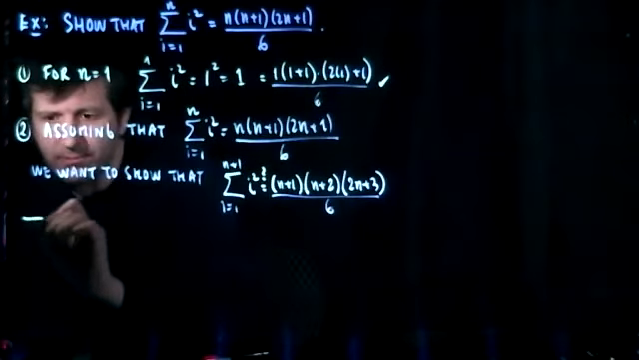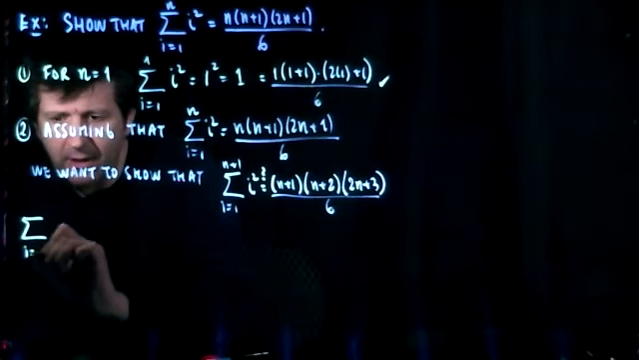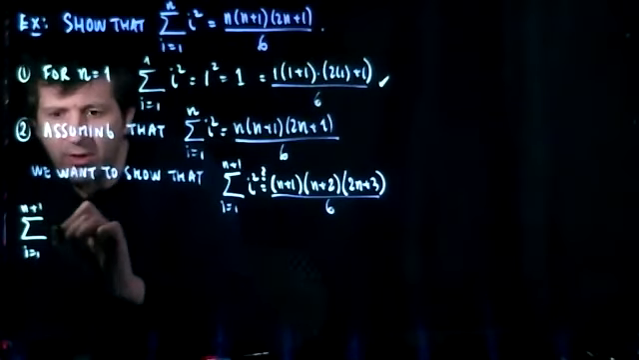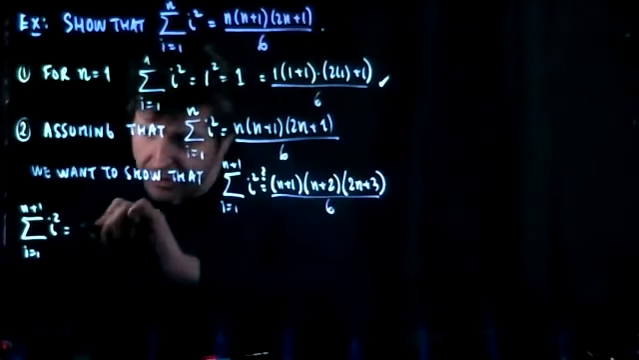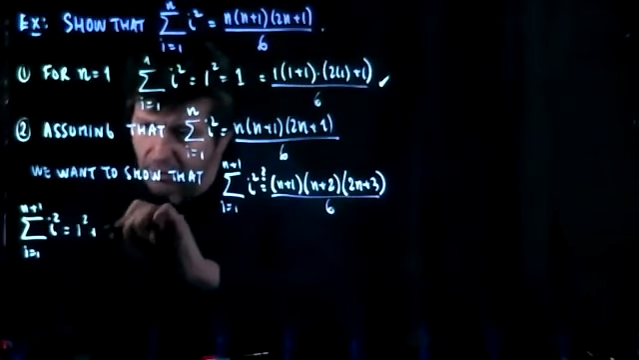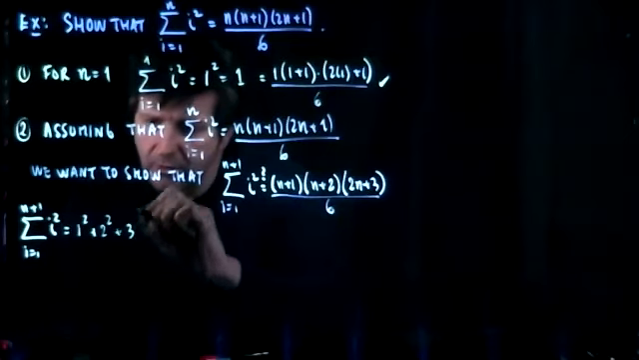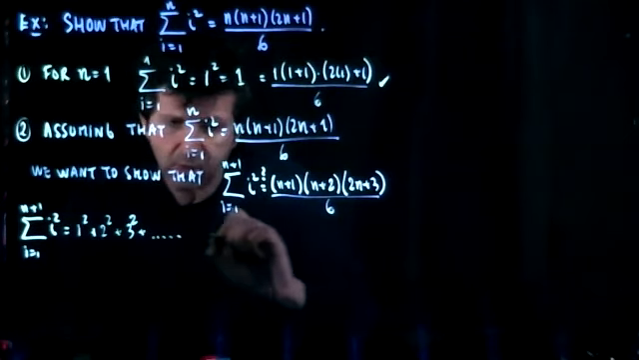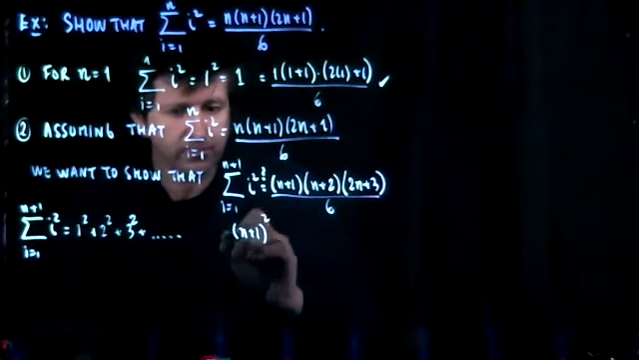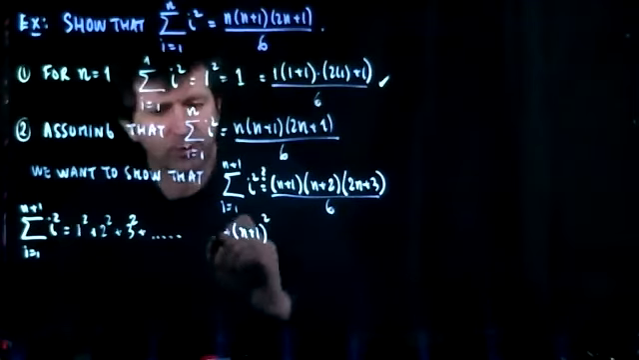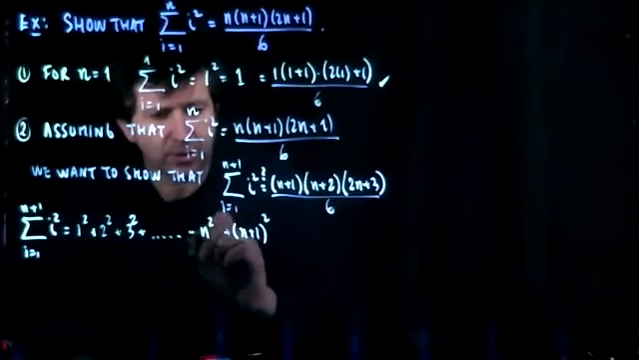Okay, so now let's start with the left side. The sum i equals 1 until n plus 1 of i squared. Again, I'm going to expand everything. So it's 1 squared plus 2 squared plus 3 squared plus and so on until the last term, which is n plus 1 squared. And the term before that was, of course, n squared.